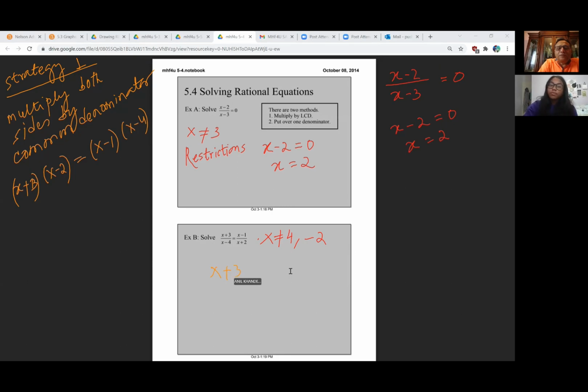We have x plus 3 over x minus 4. I'm multiplying this by x minus 4 times x plus 2, correct? Also on the other side, which is x minus 1 over x plus 2, I'm multiplying this by x minus 4 times x plus 2. So when I do so, one of these factors gets canceled, and what remains, without that denominator, is a quadratic equation, basically. Correct? So that is strategy one.